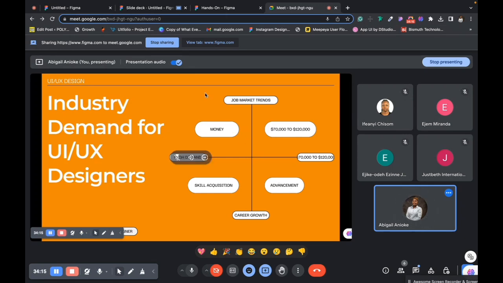So, in summary of all of these things, I just want you to know that there is a very high industry demand for UI UX designers. Any questions so far?